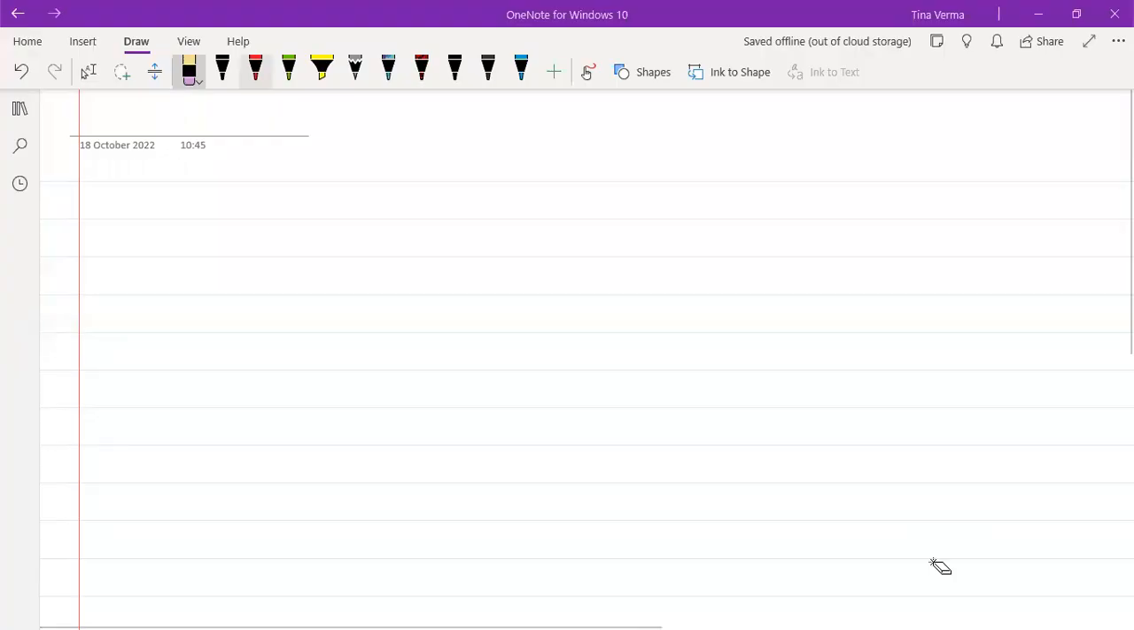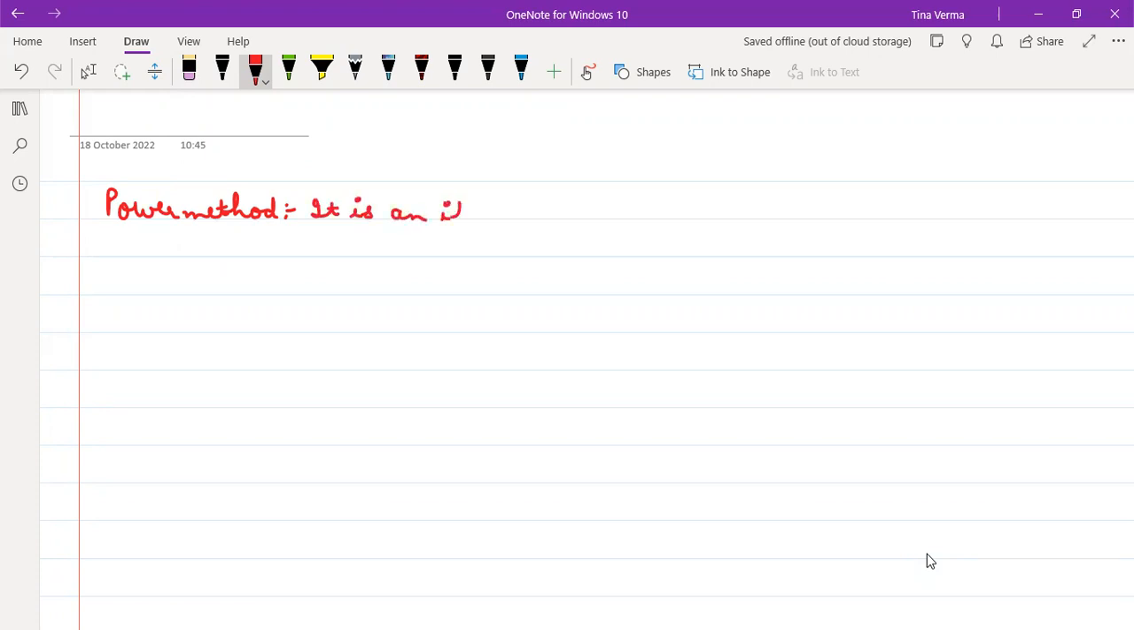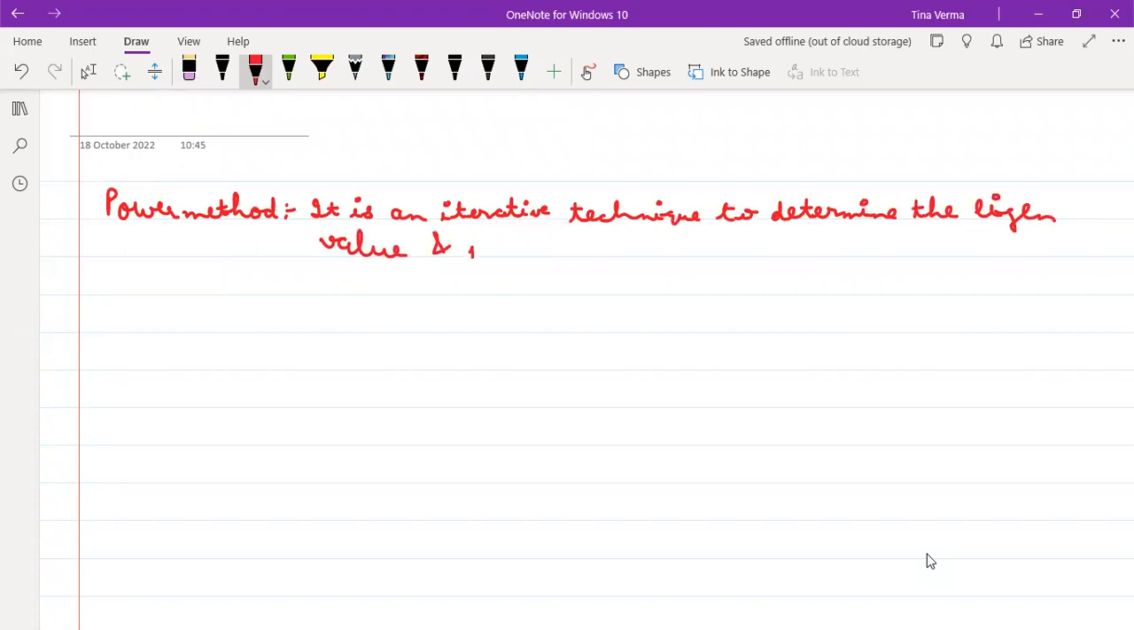So in this lecture, we are going to start a new method, that is the power method. This method is an iterative technique which is used to determine the dominant eigenvalue and its corresponding eigenvector.